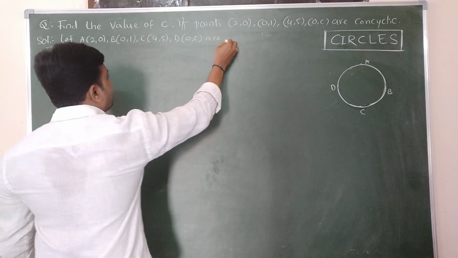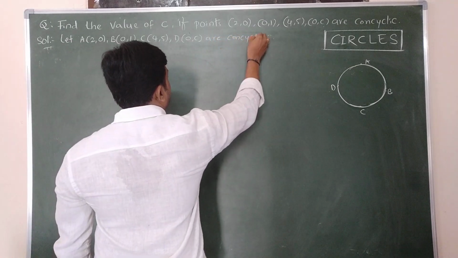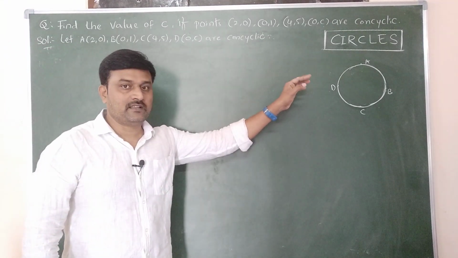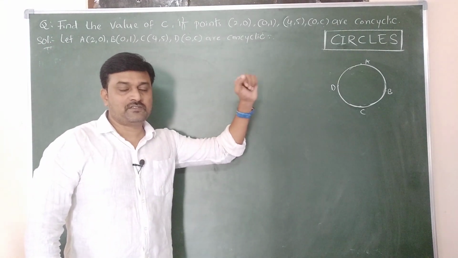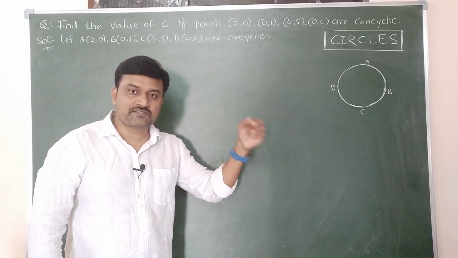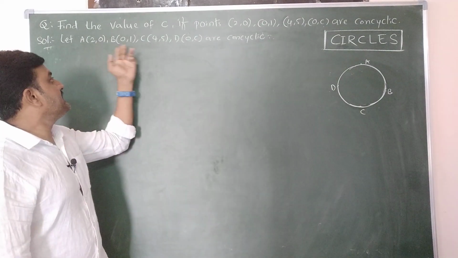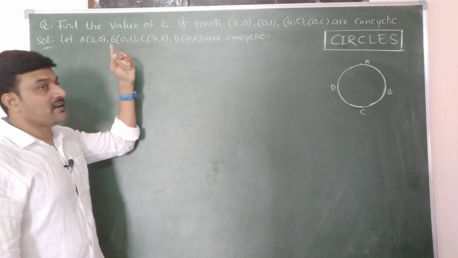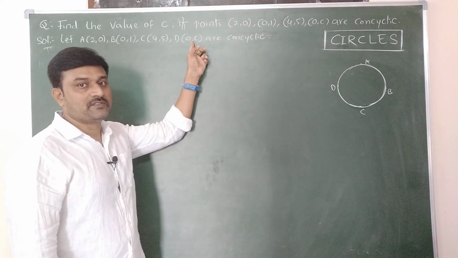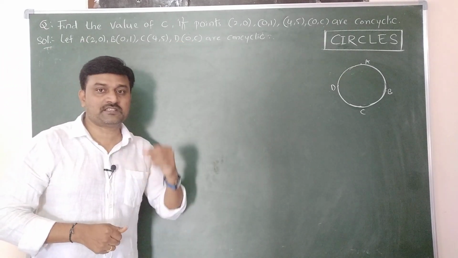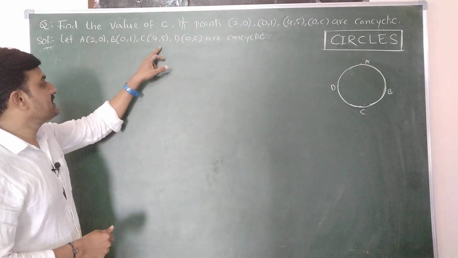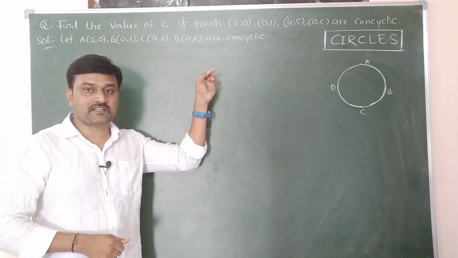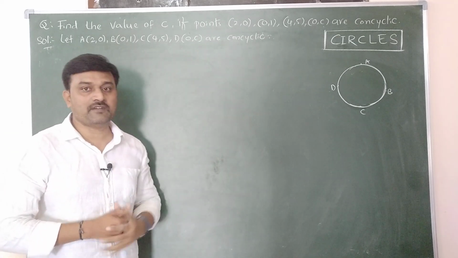are concyclic. These four are on the circle. Now, what is the equation of circle? First of all, we can form the equation of circle by any 3 points. A, B, C are already given, we just need c. So first we form the equation of circle by 3 points and we can substitute the fourth point in the equation of circle, then we will get the value of c.